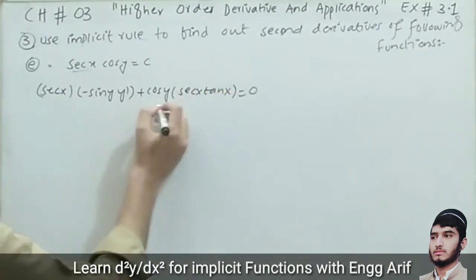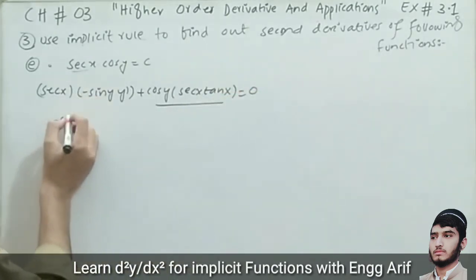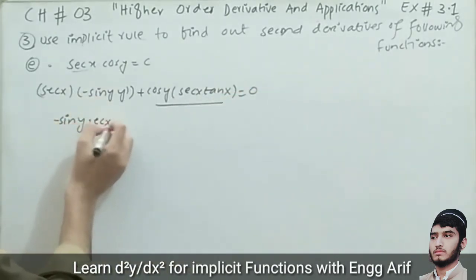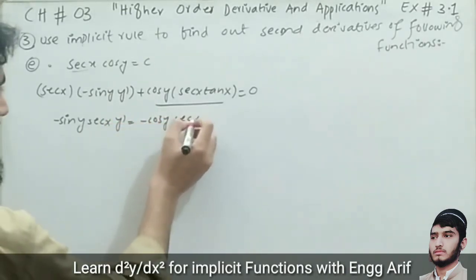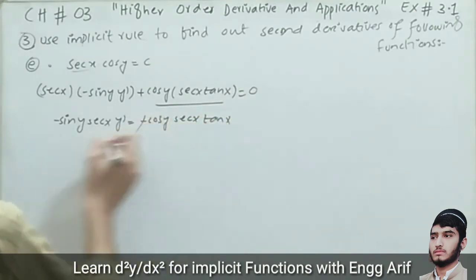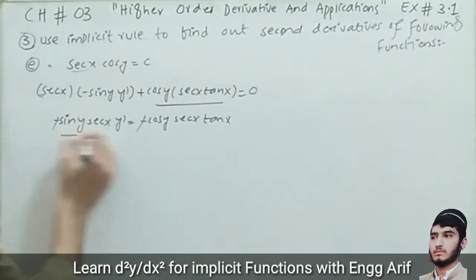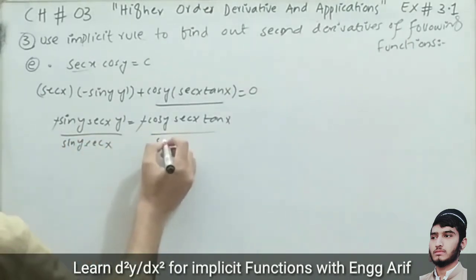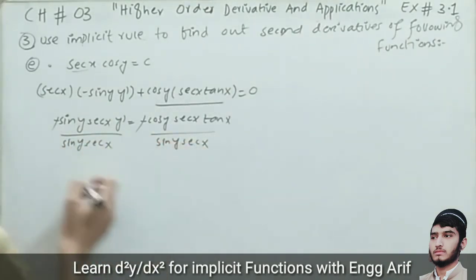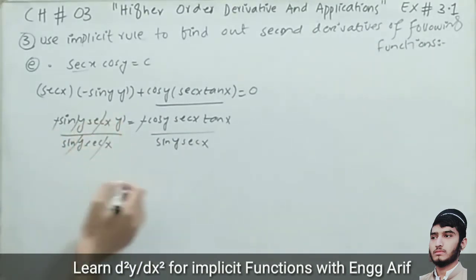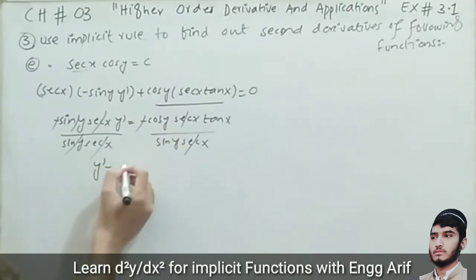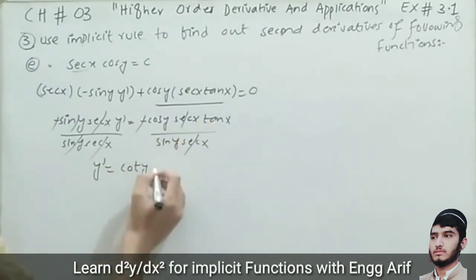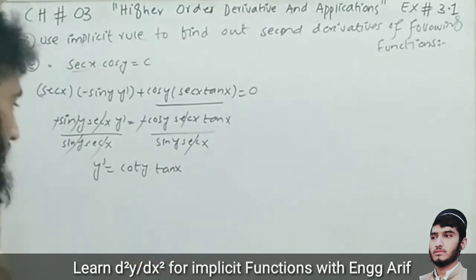Shift this whole term to the right hand side, so on this side we are left with minus sine y secant x y dash, and on the right hand side we are left with minus cos y secant x tangent x. Negative is cancelled with negative, and divide both sides by sine y secant x. Sine y cancels out with sine y, and secant x cancels out with secant x. On this side we are left with y dash equal to cos y by sine y, which gives us cotangent y, and we are left with tangent x. So this is the first time derivative.